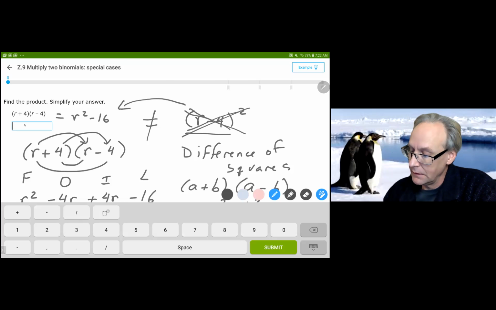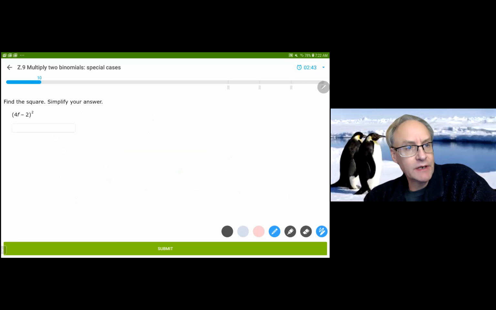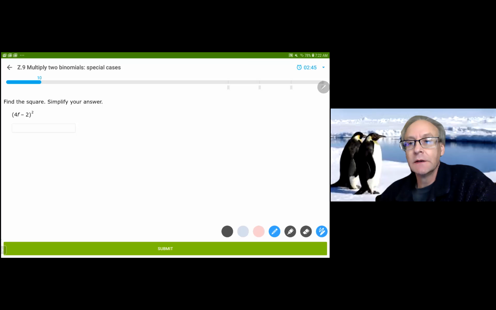This is r squared minus 16. Now, hopefully this one's going to be r squared, and it is. Okay, so now we have what we call a square. This is going to be called a perfect square trinomial.